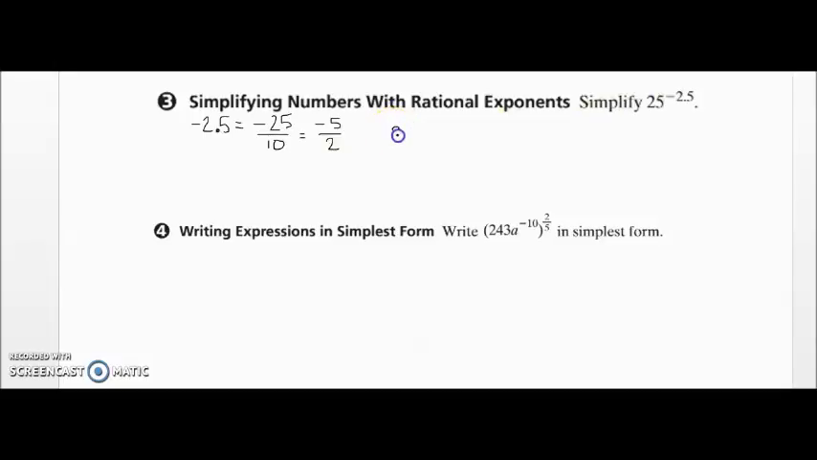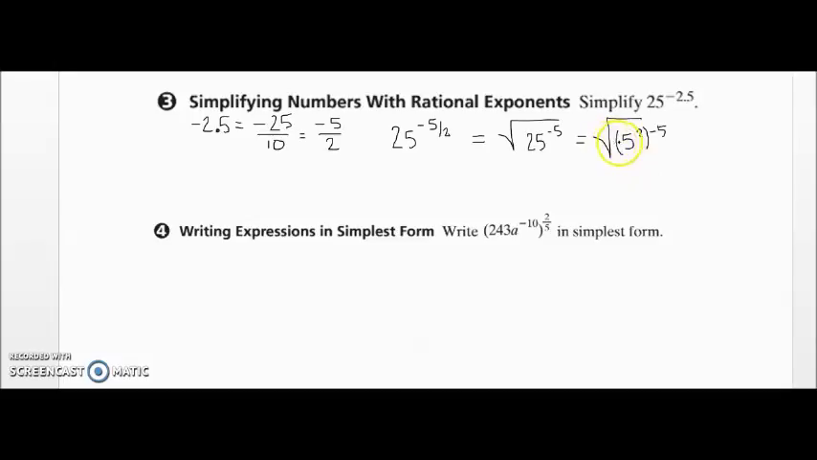So let's look at this. If we have 25 to the negative 5 over 2, in our last lesson we realized that this is the power, this is the root. So let's write it in radical form. So it's the square root, and it's 25 to the negative 5. Before we deal with that negative 5, let's see if we can write 25 as something squared. Well, we know that 25 is 5 squared, so we can write this as 5 squared to the negative 5th power.